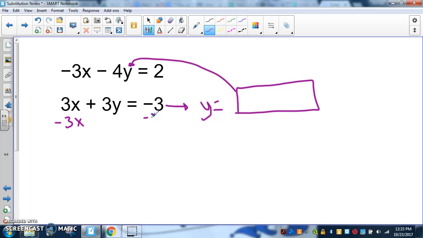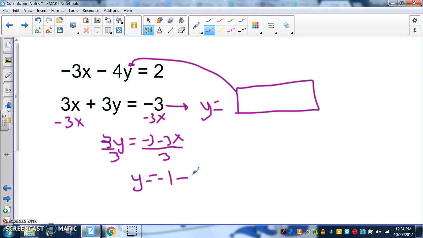I'm going to subtract 3x from each side. All right, I'm going to get 3y is equal to negative 3 minus 3x. The last step here is to divide by 3. And when I do that, I will get y is equal to, make sure you divide each term by 3, negative 1 minus 1x, or just x, and that is y. This is what I was looking for, because now that I know that y is negative 1 minus x, I can plug that in to my other equation.